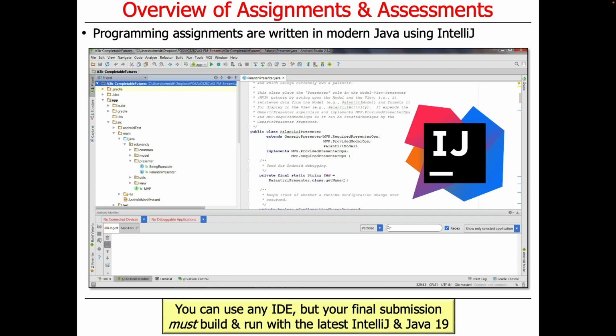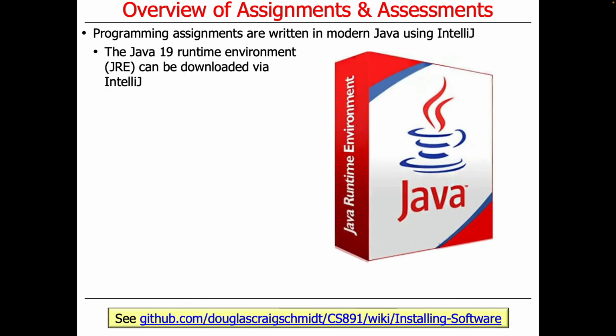So the programming assignments will be written in so-called modern Java, and I mean really modern Java, Java 19, the latest and greatest version of Java, using IntelliJ. Now, if you have another IDE you want to use for development, that's fine, but your final submission has to work with the latest version of IntelliJ, which I think is something like 2022.3 or something like that, and Java 19. And I'll talk about how to get the IDE here in just a minute.